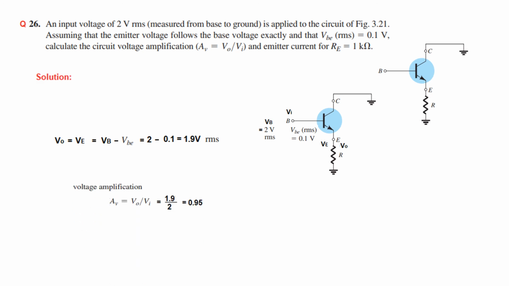And now we can find the current simply by dividing by the resistance. First, we get the amplification. This is the output voltage, and we know the input voltage is 2 volt. So VO over VI is the amplification. 1.9 divided by 2 is 0.95, which is the amplification. And now the current IE is VE over RE. VE is the output voltage, which is 1.9 volt, divided by RE, which is 1 kilo ohm. So it is 1.9 milliampere.